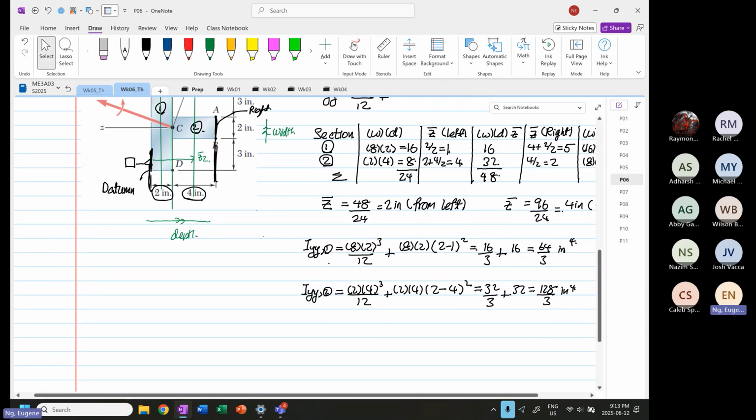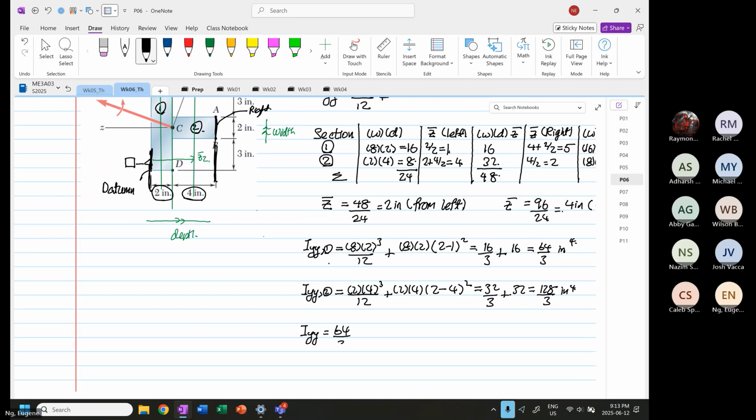Okay, so therefore IYY will be equal to 64 over 3 plus 128 over 3. Okay, so 64 plus 128 over 3 is equal to 64 inches to power 4. Okay, right.